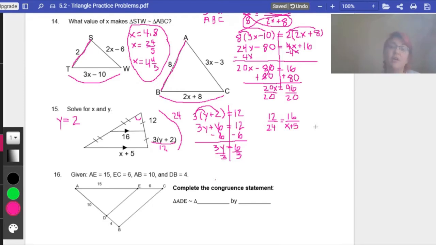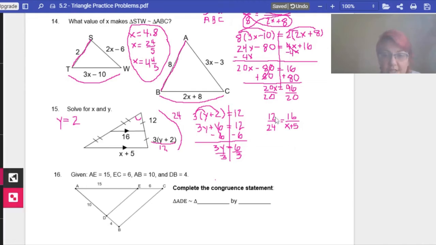And now I'll cross multiply to solve. Let me show you a little trick. 12 and 24, it's a kind of big numbers. It would be a lot easier if I could reduce them, which I can. 12 and 24 both divide by 12, and I get 1/2. So I can just come over here and say that 1/2 equals 16 over x plus 5.